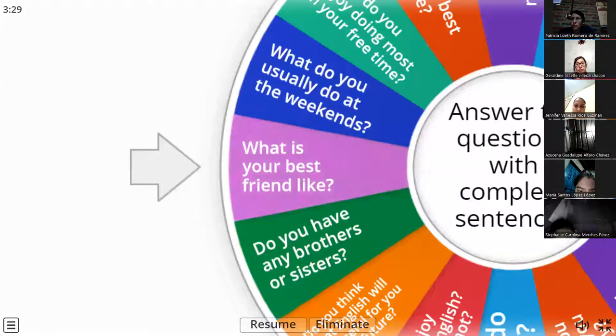Okay, what is your best friend like? My best friend is very funny, is a good person, and she works hard. Okay. But when we ask this question, what is your best friend like? We are asking about appearance, okay? Okay. She is thin. She is tall. Tall. Okay. Very good, Geraldine.